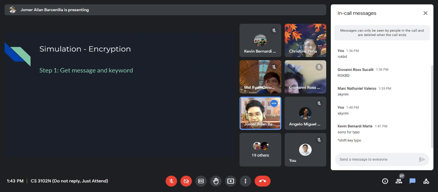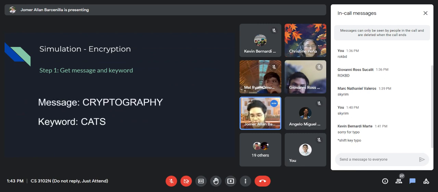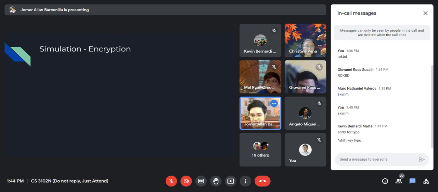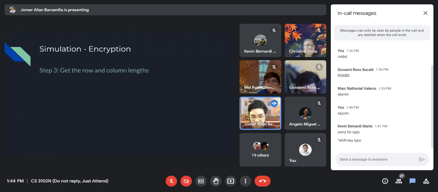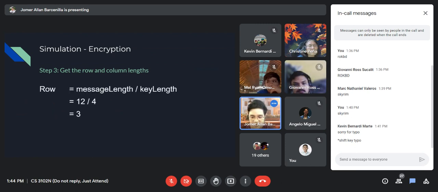So for the simulation, step one is get the message and keyword. Our message is cryptography and our keyword is cats. Step two, get the length of the message and keyword. It's simple: 12 for cryptography and 4 for cats. Step 3 is get the row and column lengths. I have a question: what if our message length is not divisible by key length? What would we do?